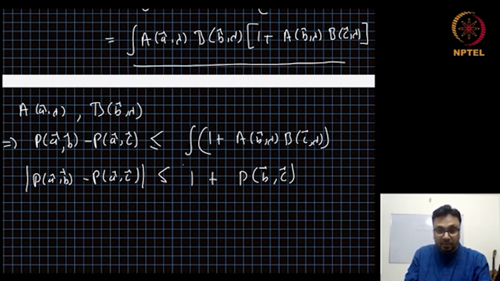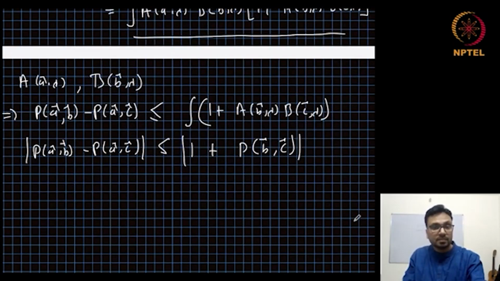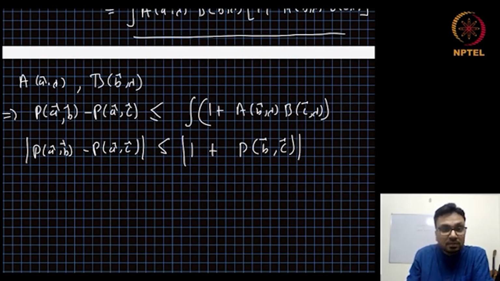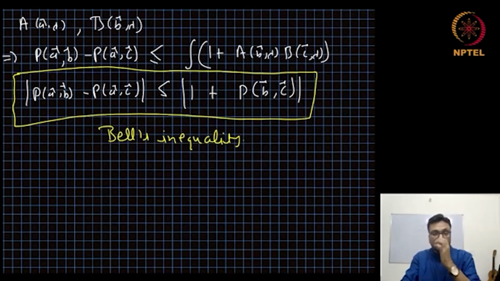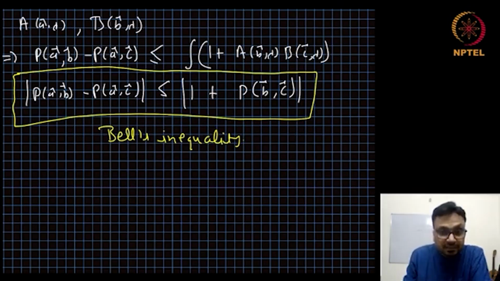So we can also put the modulus here so that we don't worry about the plus minus sign. Now this is the inequality, and this is called Bell's inequality. For any local hidden variable theory, this inequality should hold. So there is no theory which can be described with the local hidden variable formalism that violates this inequality. Now we see whether it violates or preserves it in quantum mechanics.